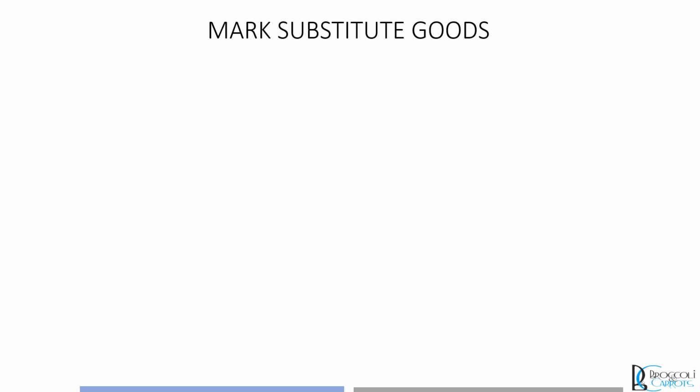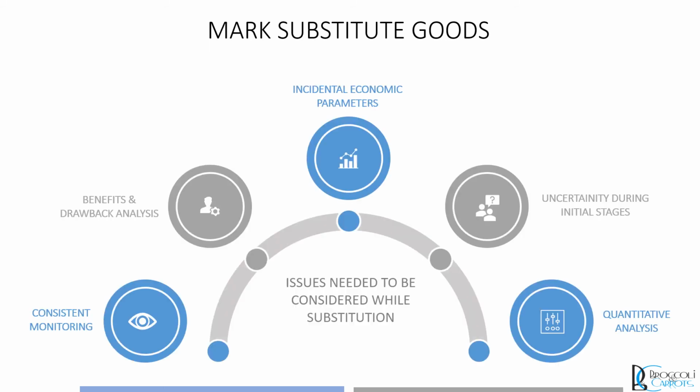Although while substituting a material or input, an organization needs to weigh in the following issues. Issue number 1, consistent monitoring. Material substitution is an ongoing process, and materials used for a given product should be reviewed and monitored regularly through a materials audit process.